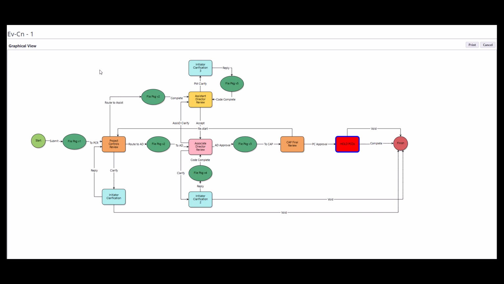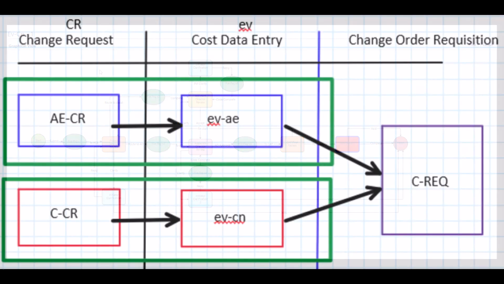Once the EV is processed, it enters the hold PCO step, which automatically notifies the project manager. Please note that since EV is integrated with the cost module, it will cause a double entry in the cost module. So the PM needs to go back to the associated ACO created in the previous step to either void it or zero it out.